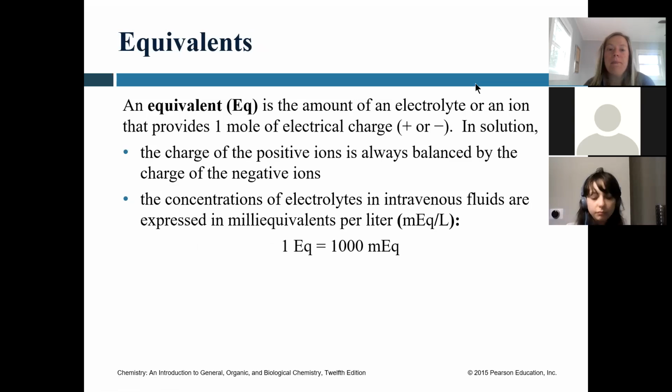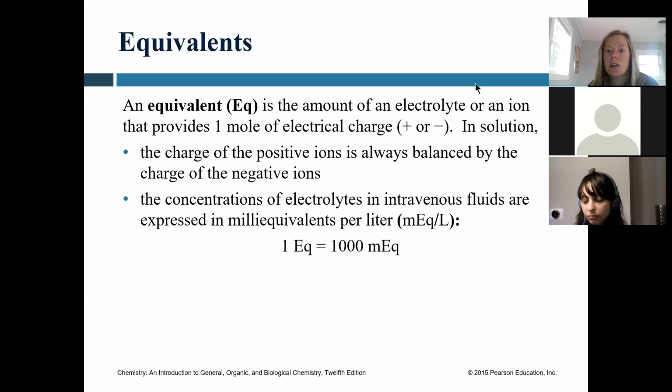So we need to talk about what an equivalent is. An equivalent, which has a symbol EQ, is the amount of an electrolyte or an ion that provides 1 mole of electrical charge. And that charge could be either plus or minus, so we don't judge based off of the plus or the minus. In solution, the charge of the positive ions will always want to balance out the charge of the negative ions. So if you have 3 positive equivalents, you'd want to have 3 negative equivalents.